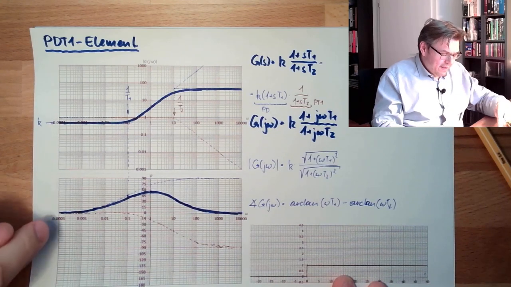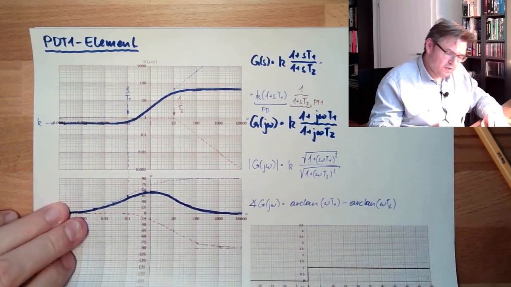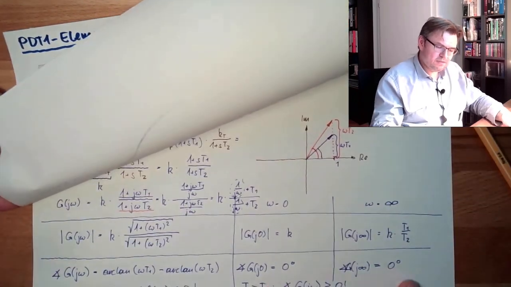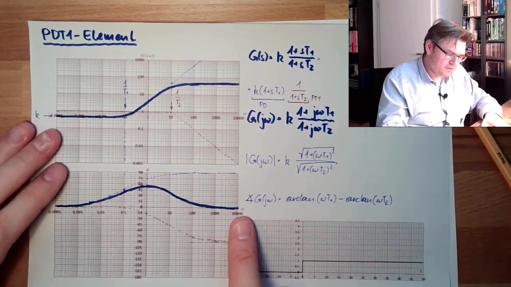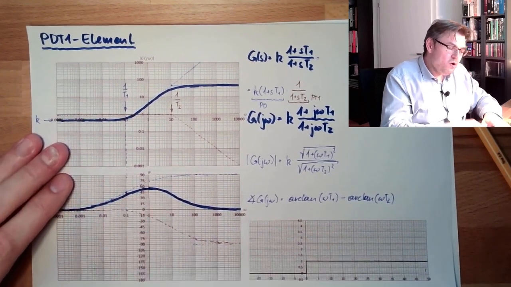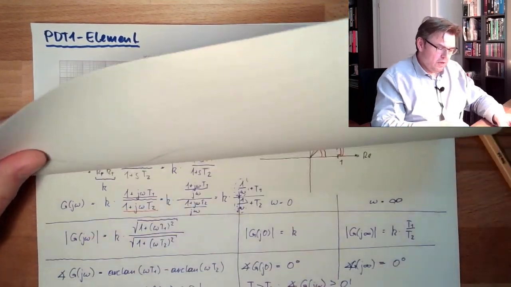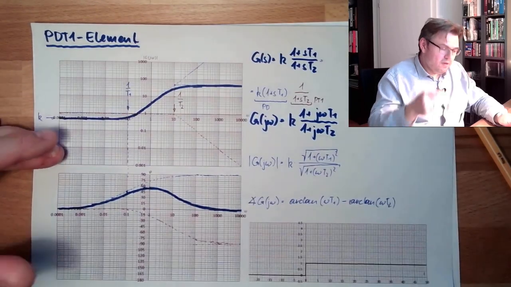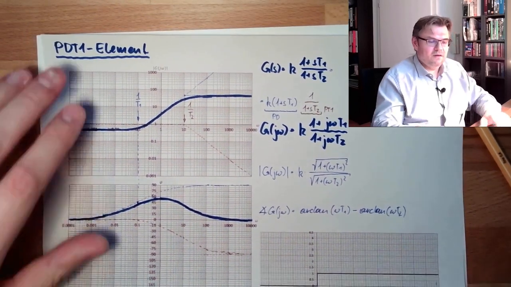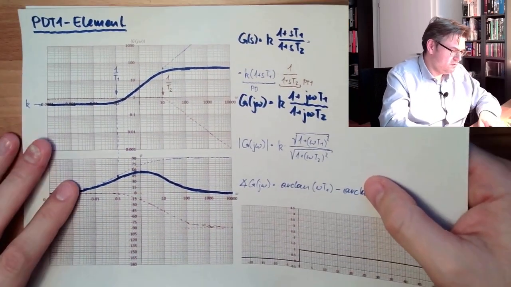We see at small frequencies we have 0. At high frequencies we also have 0. This is exactly what was the result here. Yeah, at small frequencies we have 0, at high frequencies we have 0, and in between we are at plus, because T1 is bigger than T2. At T1 is bigger than T2, the argument is bigger than 0. This is resulting here, yeah? Without, just by adding those things with some graphical approach.